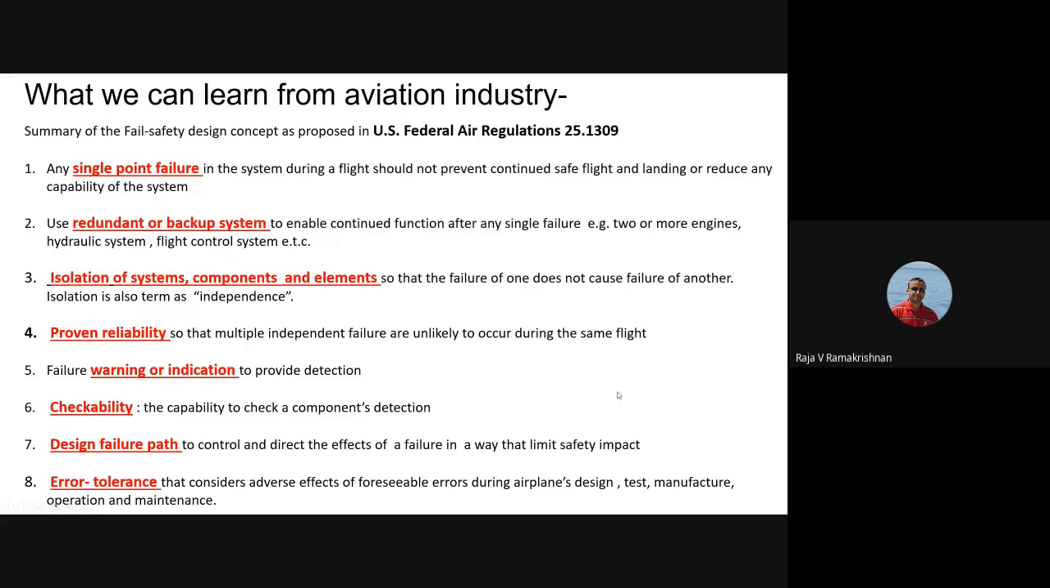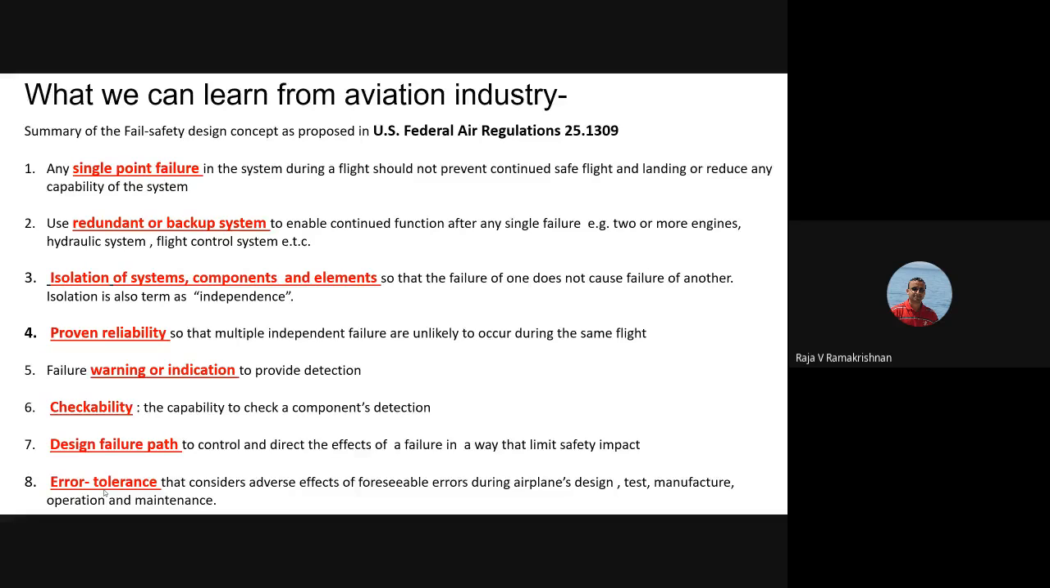Next, design failure path. Even when a failure happens, we should make sure it follows a safe path so that the driver can move the vehicle at least to the side of the road, so that he is not left in an accident-prone area where he cannot do anything. So we need to have a design failure path. The other one is error tolerance. That means considering adverse effects of foreseeable errors during design, test, and manufacture. We should have enough margin in every portion so that there is good error tolerance in our design.